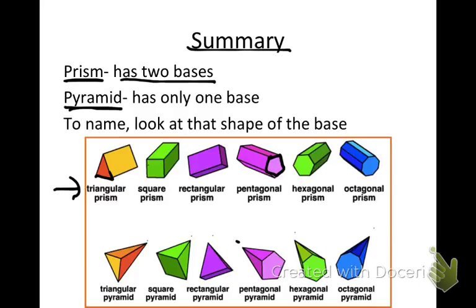And to name it, remember you look at the shape of the base. So pentagonal pyramid means the base has 5 sides: 1, 2, 3, 4, 5. So that's how we name things. So make sure this is all in your notebook. If you want to draw some of these, like a square, a rectangle, a pentagon, a hexagon, an octagon, in your notebook, that'd be great. Tomorrow we'll work some of these problems during class.